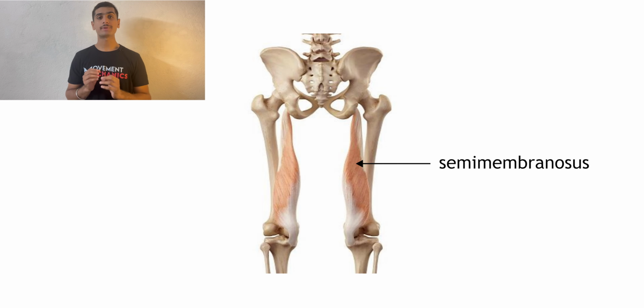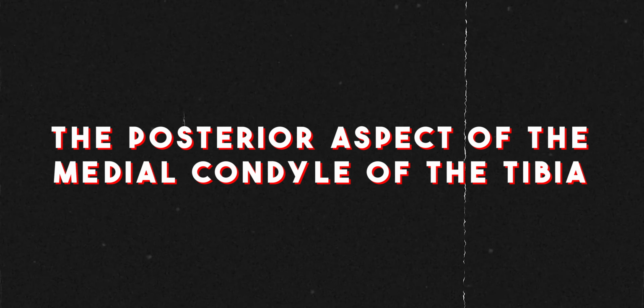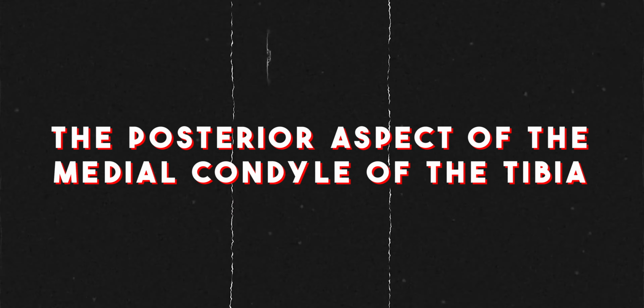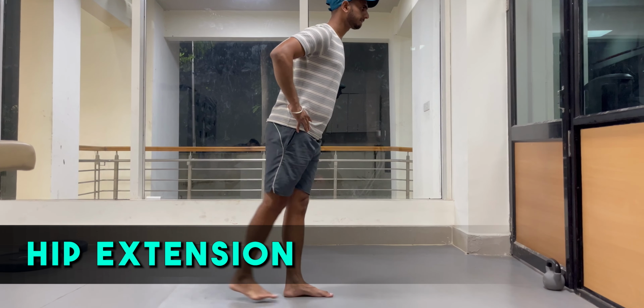The third muscle which we are going to cover for the hamstrings is semimembranosus. Now the semimembranosus originates again from the ischial tuberosity of the pelvis and it inserts at the posterior aspect of the medial condyle of the tibia. When it comes to the concentric muscle action of semimembranosus, it does knee flexion and hip extension as its secondary muscle action. When it comes to the eccentric muscle action, it is again going to decelerate knee extension and it is going to do hip flexion.